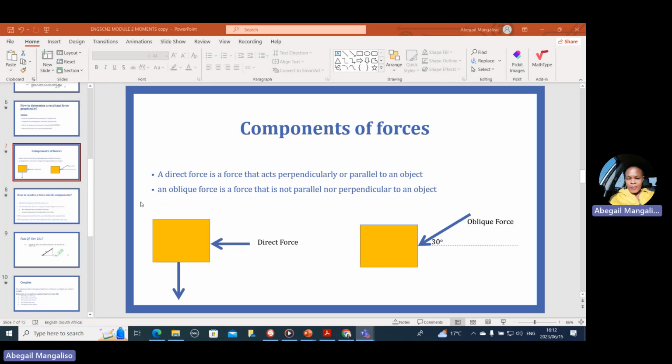Now, the term component of a force. Components of a force are two or more forces that can replace a single force and still produce the same effect. This is a single oblique force, but this force can be replaced by two forces that will produce the same effect. Now, an oblique force is the one that will be resolved into components. Let's look at the next slide.